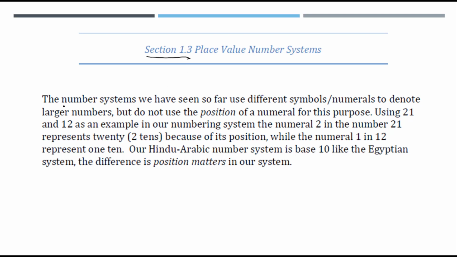So far the number systems we've seen, which are the Romans, the Egyptians, and the caveman tally marks, use different symbols and numerals to denote large numbers. That's how they do it, different symbols. But they do not use position. Position is not used. That's why they are additive systems and not place value systems.